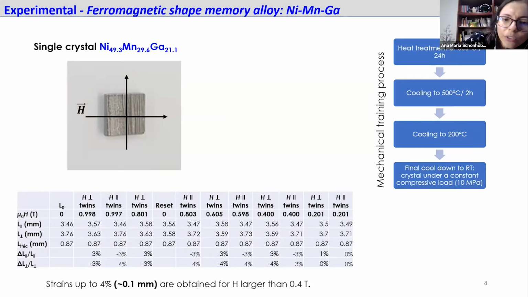It's just cooling to 200 in a regular furnace, and after that we remove the crystal from the furnace and cool it down to room temperature, but at the same time under a constant compressive load of approximately 10 megapascals. But no magnetic field in that stage. Okay, thank you.